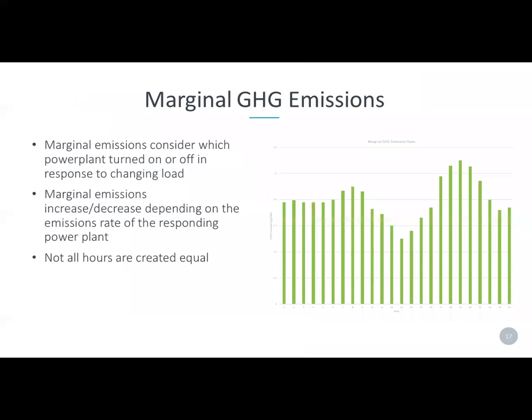Because of this, not all our hours are created equal for energy consumption. On the left, this is a graph of greenhouse gas emissions associated with energy use at different times of the day from a sample spring day in California. The change in greenhouse gas emissions is determined by which power plant turned on or off in response to changing load, and the marginal emissions increase or decrease corresponding to the emissions rate of the power plant. So if an inefficient peaker plant is the last generator to turn on, marginal emissions are high, and if the last generator to turn on is very efficient, marginal emissions are very low.